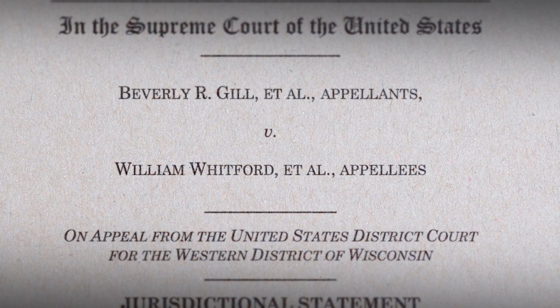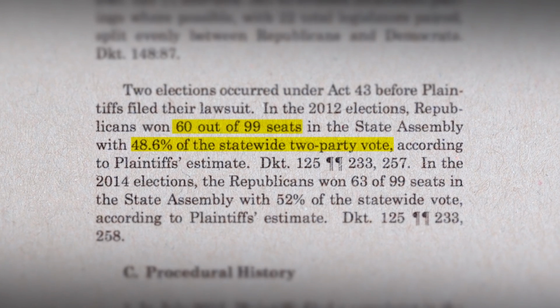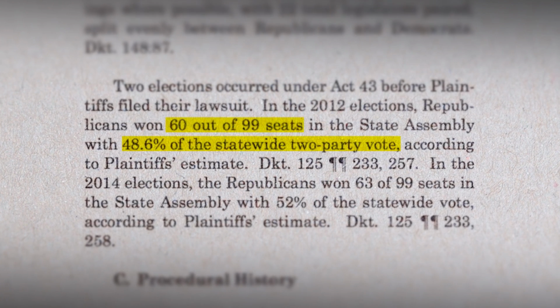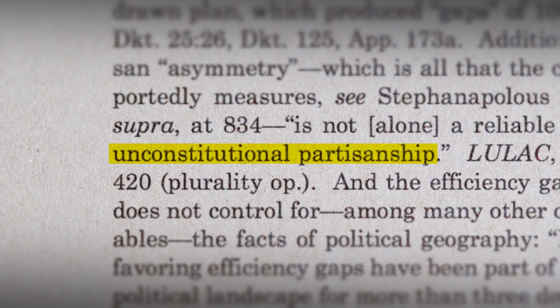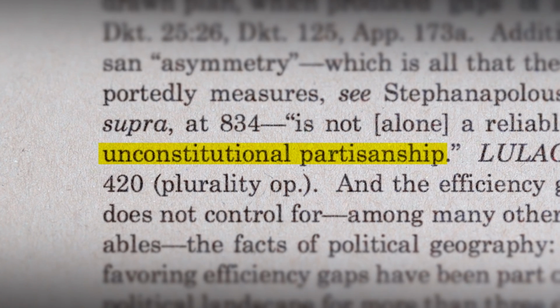And this case of Gill versus Whitford deals with a similar disproportion of seats to popular votes, only this time in a state legislature, skewed to favor the Republican Party in Wisconsin. This decision is highly anticipated because it gives the court another chance to define how much partisanship is too much when it comes to redistricting.